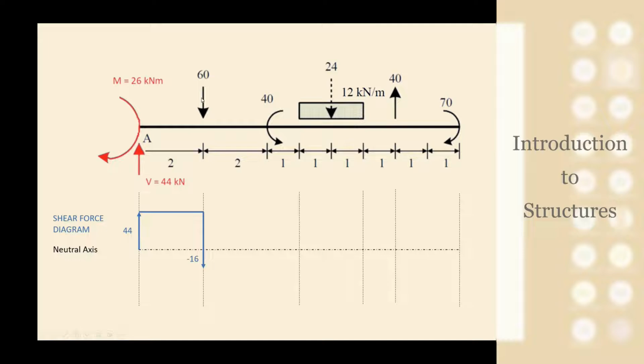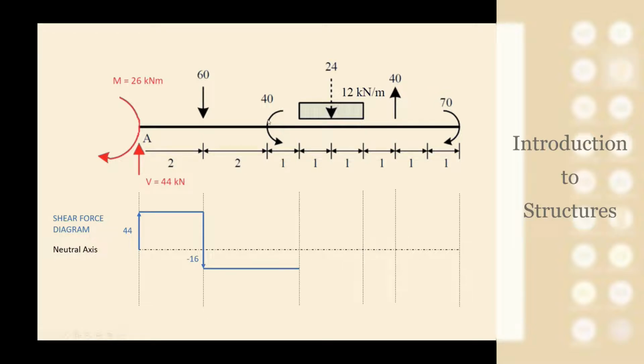Immediately after the force 60 kilonewton, let's say I am in a cross section here, you see that the shear force is equal to 44 positive shear force minus 60. 44 minus 60 is minus 16. So the value from the neutral axis to the end of this arrow is minus 16. And in between forces again, between 60 and the initial point of the UDL, the shear force diagram will be constant. And this is the reason why I'm adding this horizontal line in here.